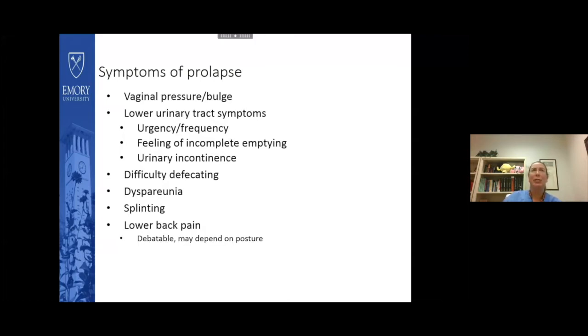So if you're standing or walking funny because you have significant prolapse and we fix it, maybe your lower back pain will get better, but generally they're not related. In fact, a lot of these may or may not get better if we fix your prolapse. The only thing I really can guarantee will get better when I fix prolapse is the actual vaginal bulge. Vaginal pressure can be from atrophy. Lower urinary tract symptoms, they may just have overactive bladder. Difficulty defecating, they may have constipation. Dyspareunia, they may have that because their levator ani complex is too tight. They may have atrophy, they may be too dry. Splinting, believe it or not, usually goes away when you fix prolapse, but not always.